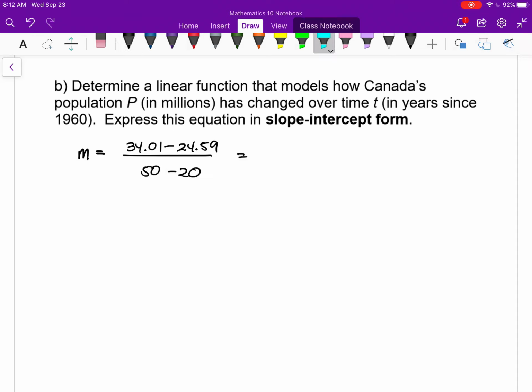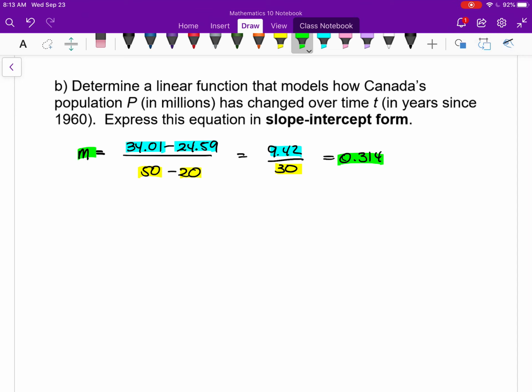So, vertical change over horizontal change. I get 9.42 over 30, which decimalizes to exactly 0.314. That's my slope. Okay, so that's the first part done.